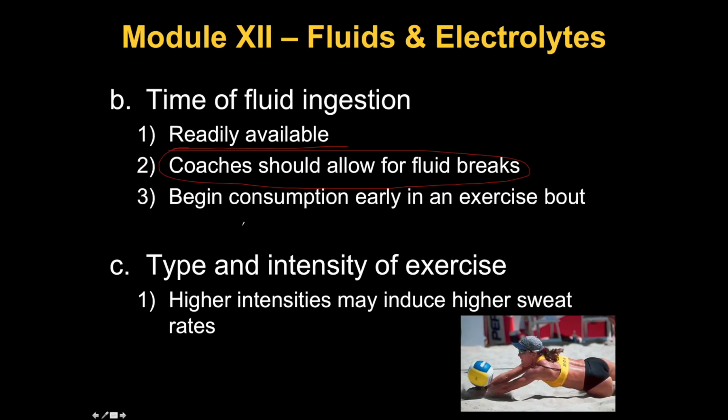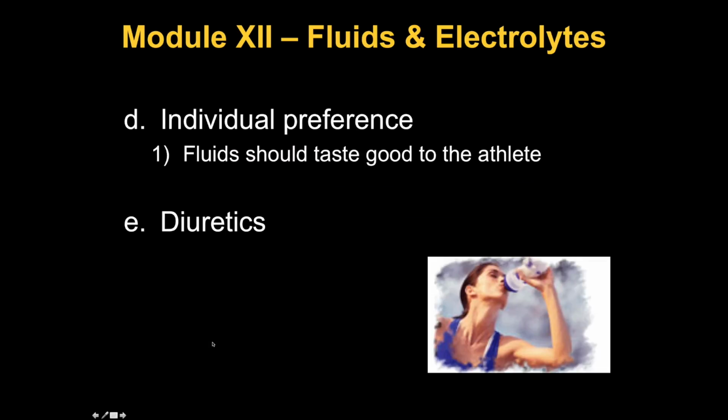We want to begin consumption early in an exercise bout, because we know that this is going to help with maintaining, particularly with glucose concentrations, and staving off that glycogen depletion. The type and intensity of exercise is important to consider here. The higher intensities may induce a higher sweat rate, which means that we're going to have higher losses of electrolytes and higher loss of fluid. So we want to consider that as well. We want to consider individual preference.